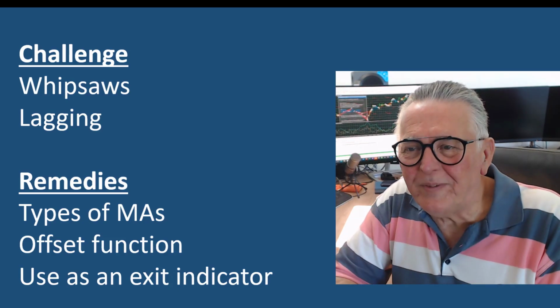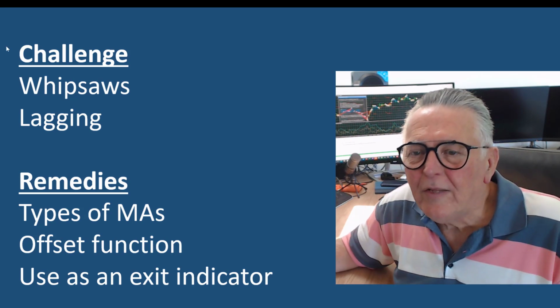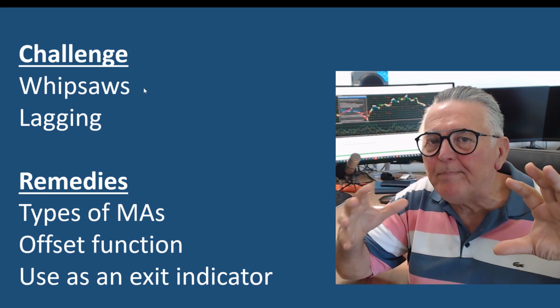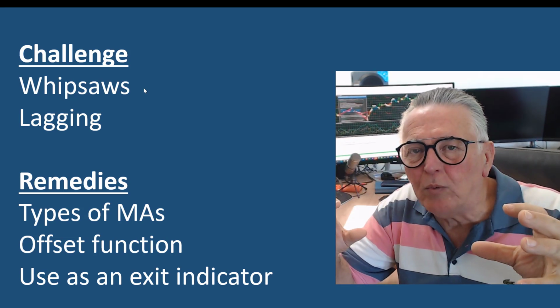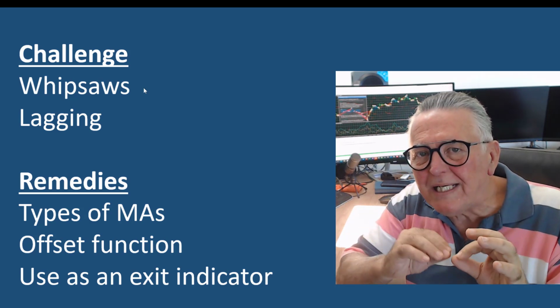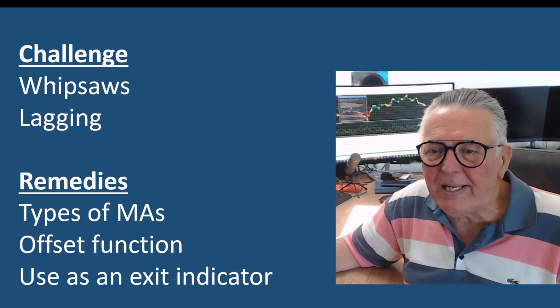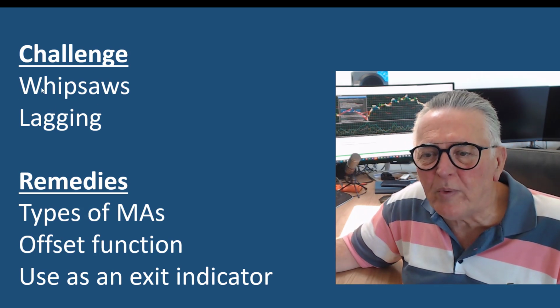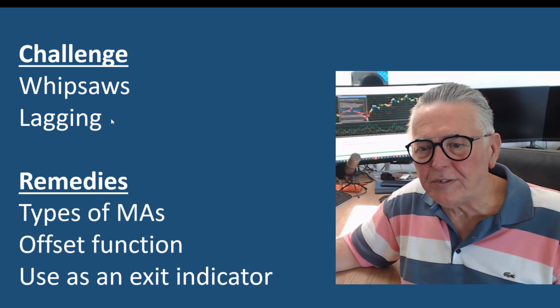So what we've just covered are the challenges when using moving averages. Firstly, the whipsaws that I've mentioned. You've got to get a balance between sensitivity resulting in too many whipsaws and late entries, which results in fewer whipsaws but later entries, and that's the balance. Those are the challenge, to get the balance between whipsaws and the lagging nature of moving averages.